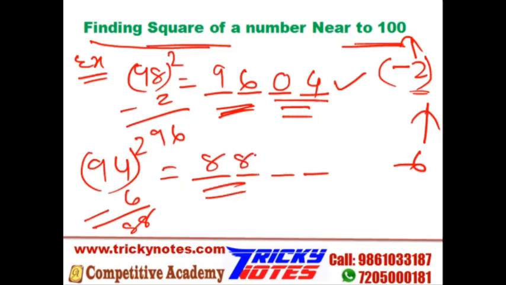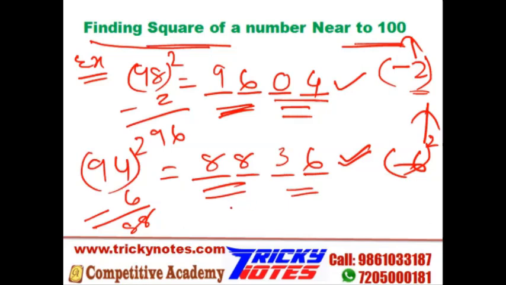Okay, and to find out the second 2 places, what will we do? We will do the square of 6 to find out the second 2 places. Square of 6 is 36. So we will put 36 in the second 2 places. So you got the answer: 8836. Friends, this is below 100.